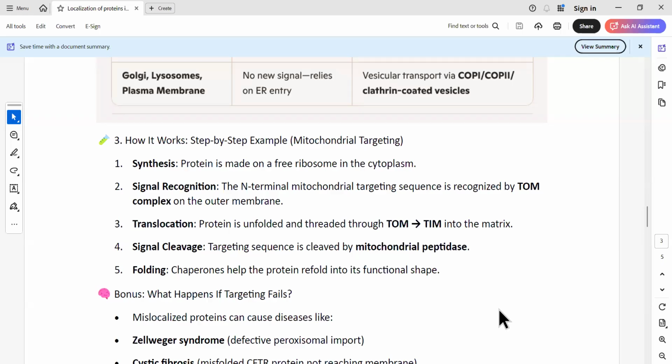In the mitochondrial matrix, there are mitochondrial peptidases which cleave the signal sequence. And finally, there are chaperones within the mitochondrial matrix which help in protein folding.